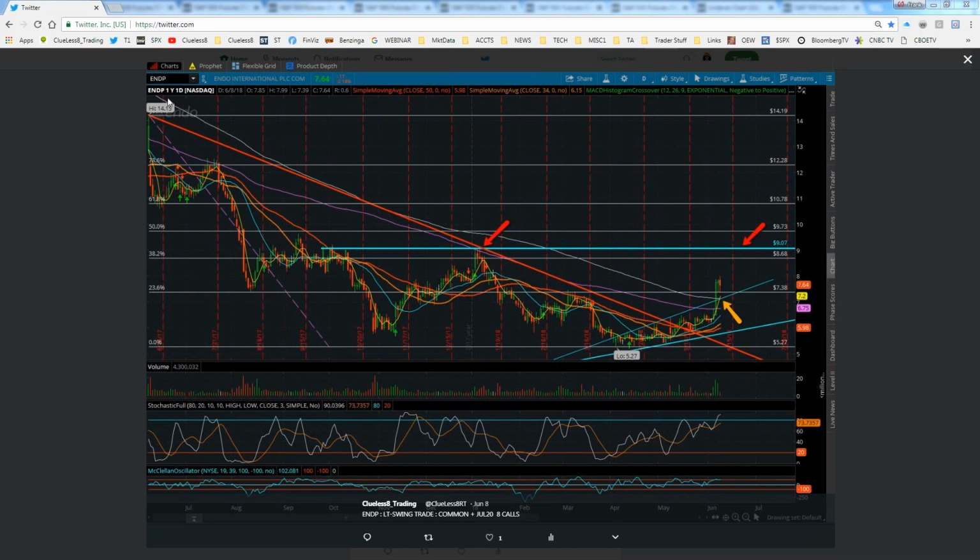You're looking at a 1 year chart on one of our more longer term setups, ENDP, Endo International, a stock that we have traded quite a bit in the past years. Revisiting it right now, it's broken out of a major consolidation pattern that took a good amount of time, for the entirety of 2018.